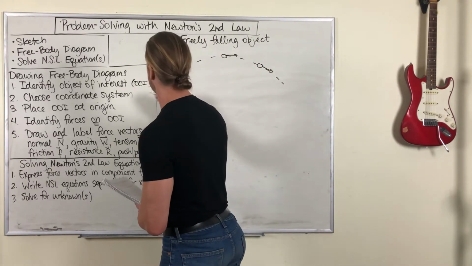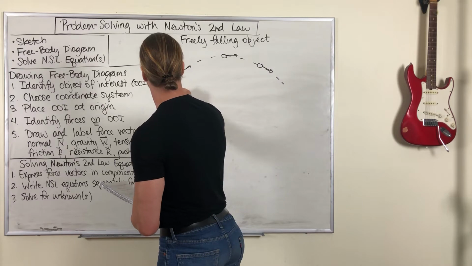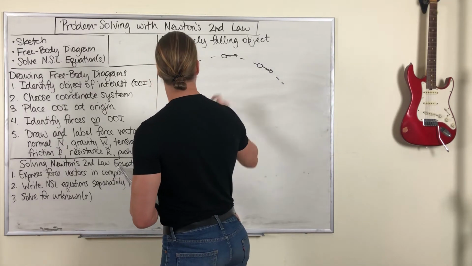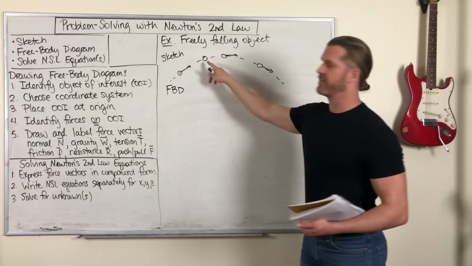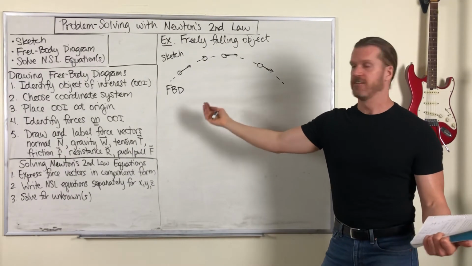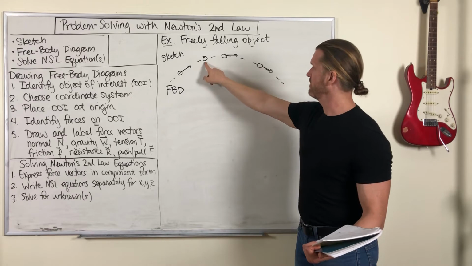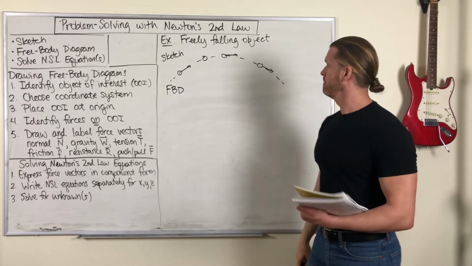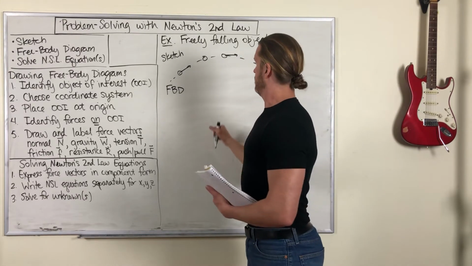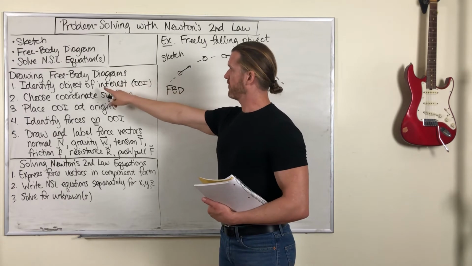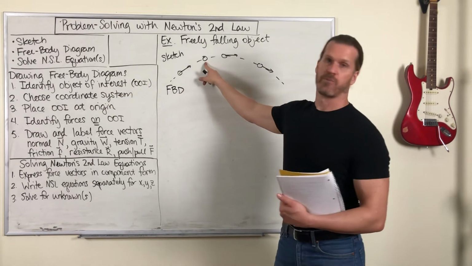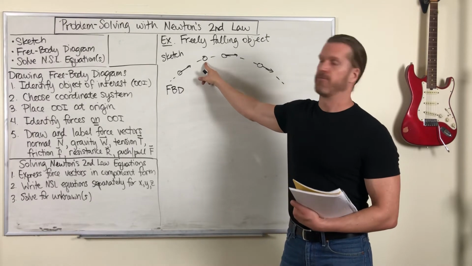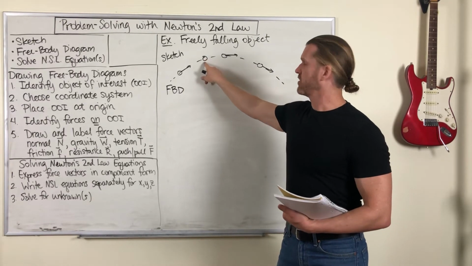I'm going to draw this free body diagram, FBD. And let me just pick one particular instant in time. This is kind of a generic instant in time for this motion. I'll just concentrate right here. And we'll go through this process. Identify my object of interest. Well, the object of interest is this projectile. Maybe this is a ball. So that's the thing I'm going to focus on.